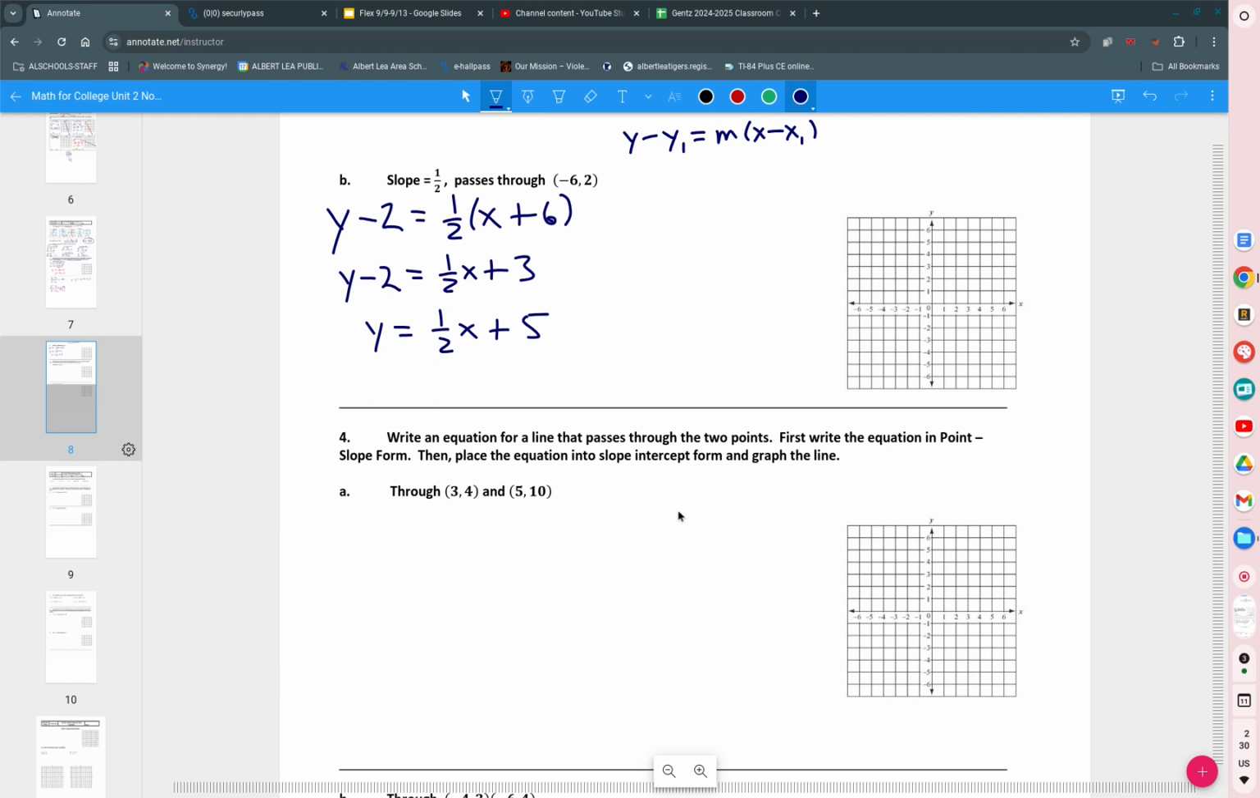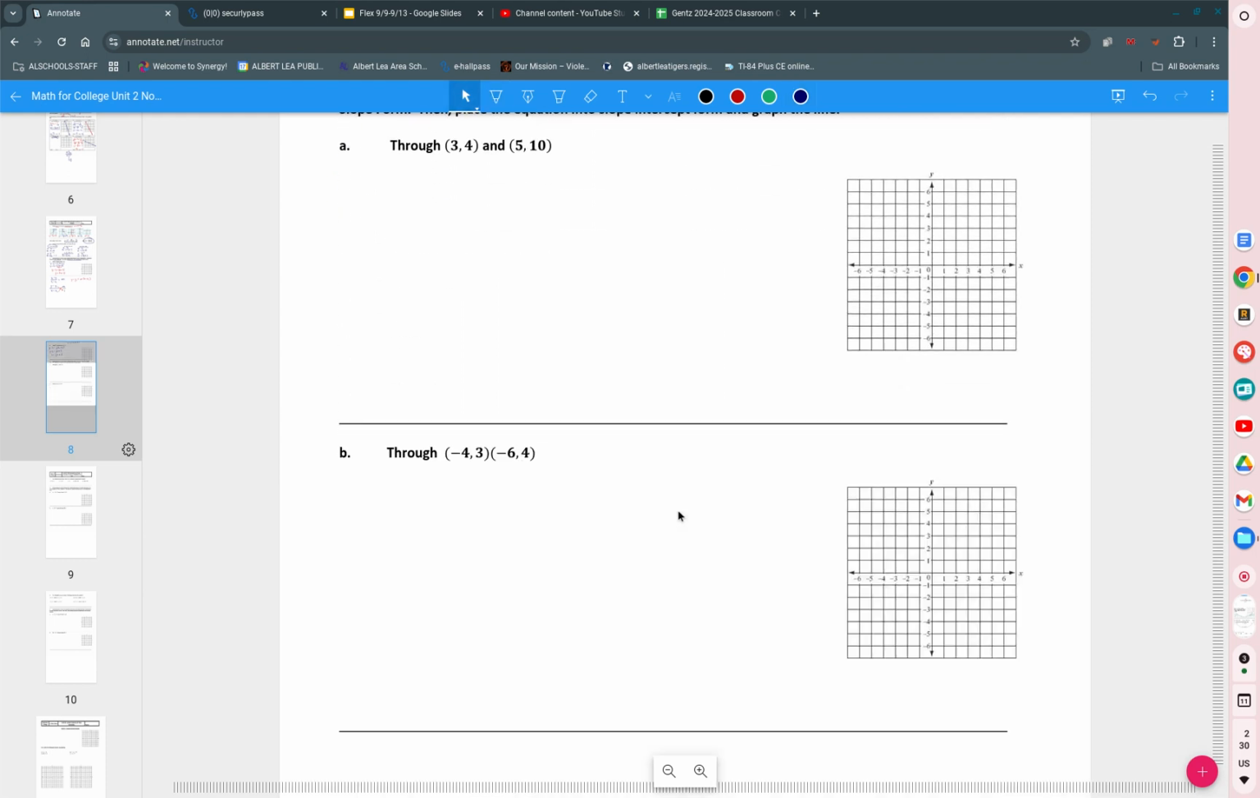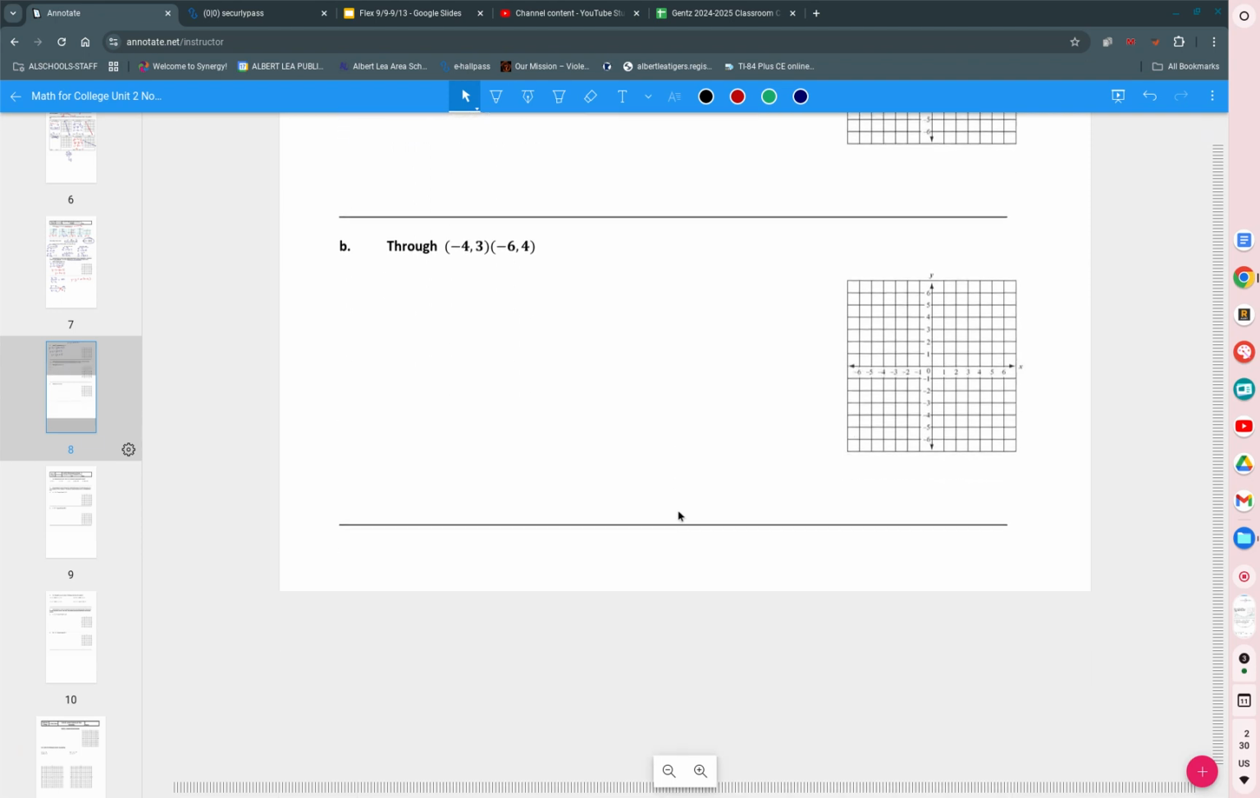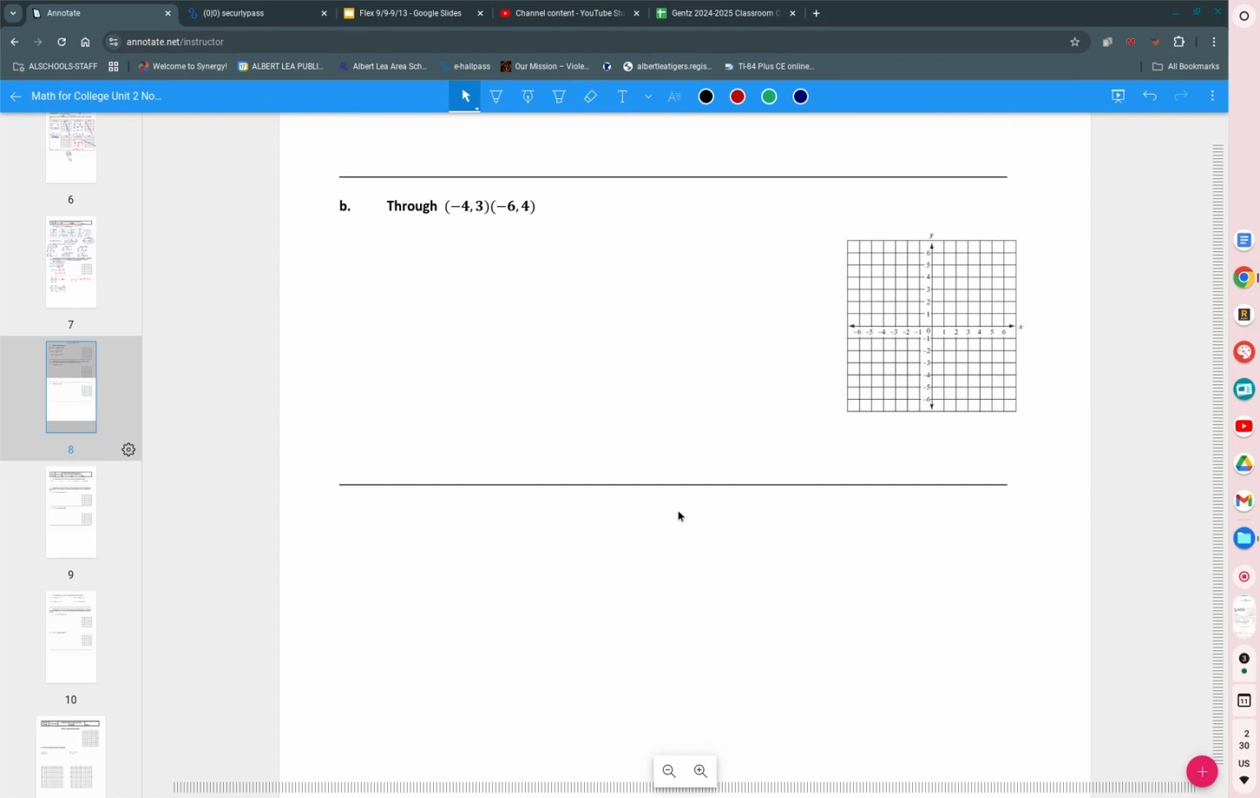Then what we want to do is, I'm going to do 4b with you. You're going to then do 4a after that, see if you can get it. But what's different about this problem is they don't give us a slope. They tell us it passes through 2 points. Every time it says write an equation for a line, you need 2 things. You need slope, and you need a point. Okay?